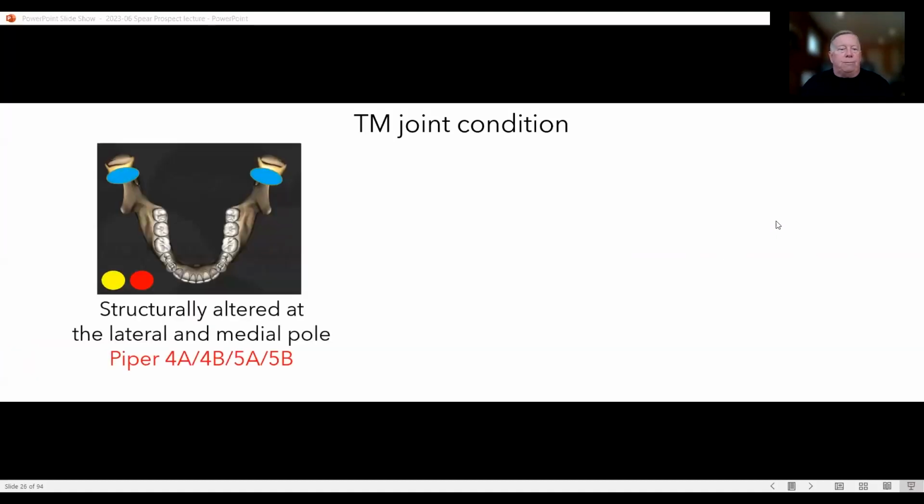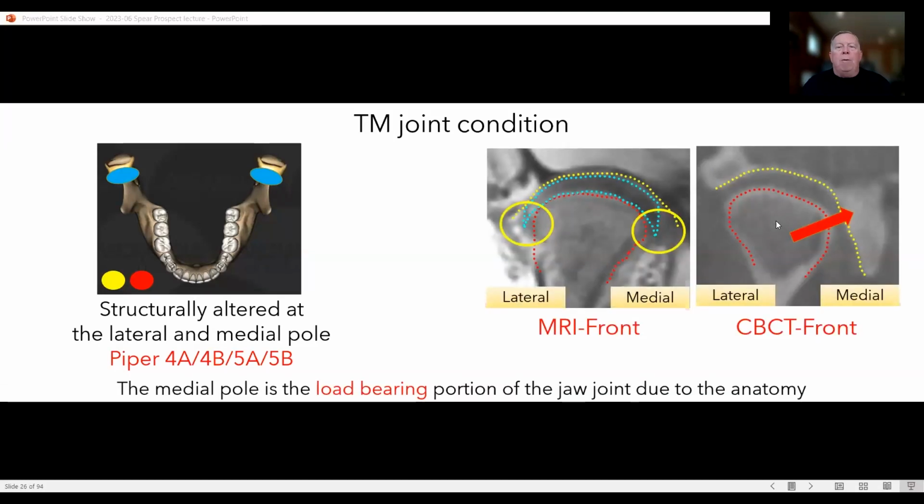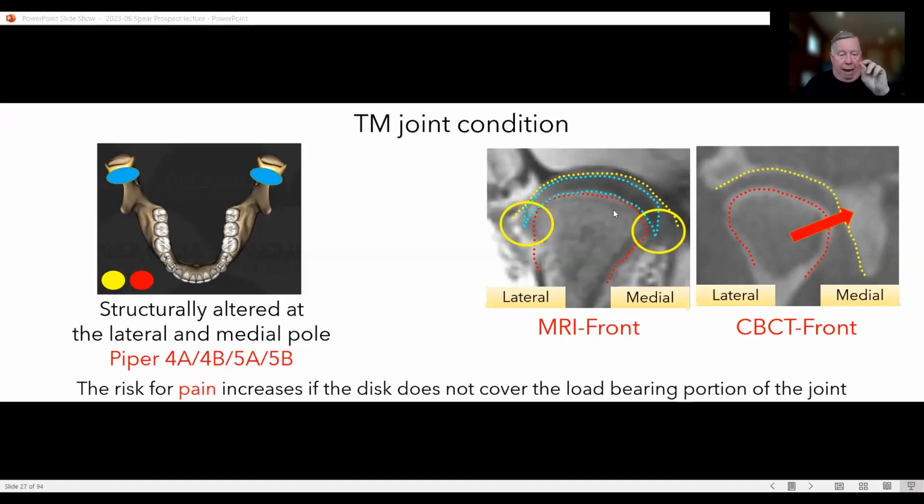Let's go to the yellow-reds now. These are the higher risk cases. A couple things I want to talk about just to make sure that we're clear on this. The medial pole is the load-bearing portion of the joint due to the anatomy. We talked about the bone there. So what we want to do is we want to make sure we have a disc covering the load-bearing part of the joint. If the disc is not covering the medial pole, as it doesn't in the yellow-red cases, the risk for pain increases simply because we don't have soft tissue protection.